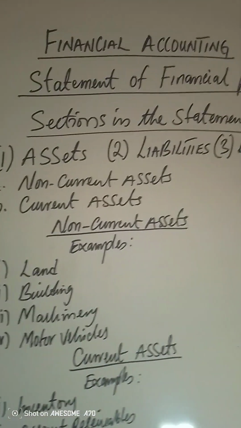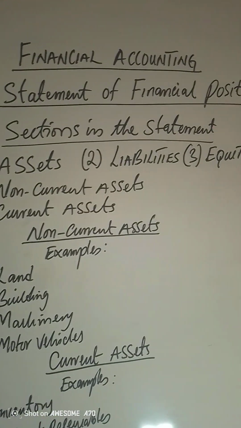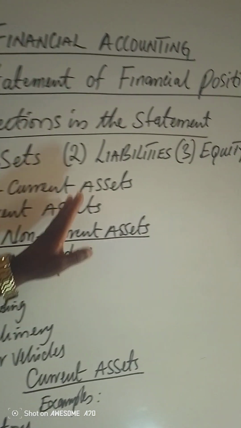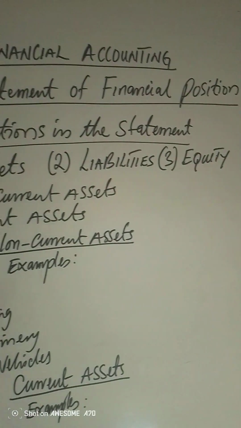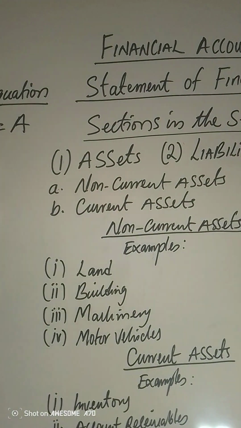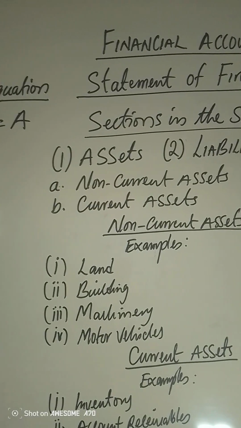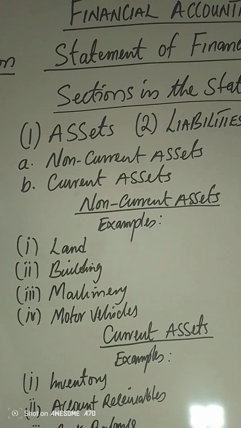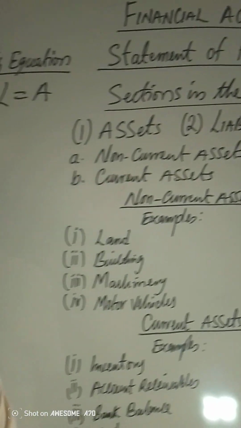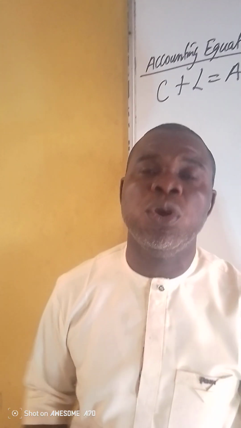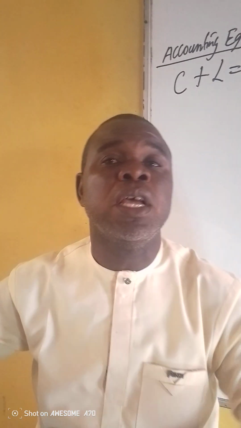So the statement is divided into sections, just like the accounting equation defines it. Here we have the assets, we have liabilities, and we have the equity. We want to understand each of the sections. The first one is assets. What are assets? Assets are resources or any value owned by the business which the business uses to generate future benefits.